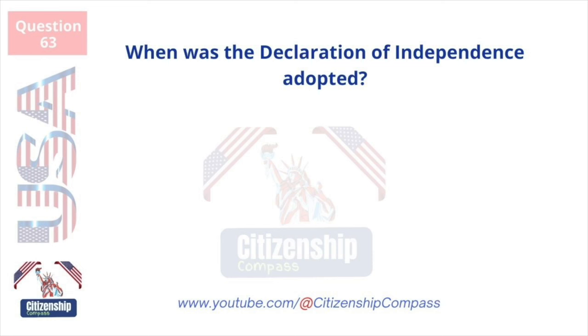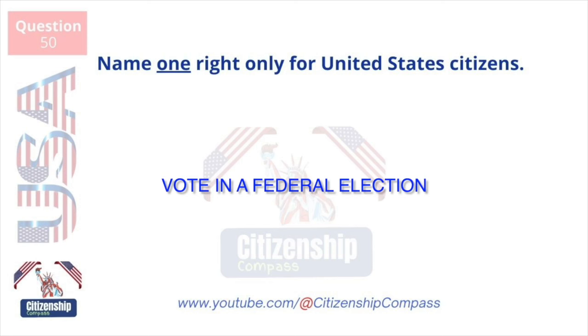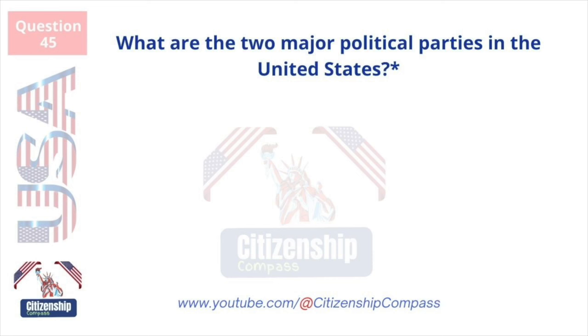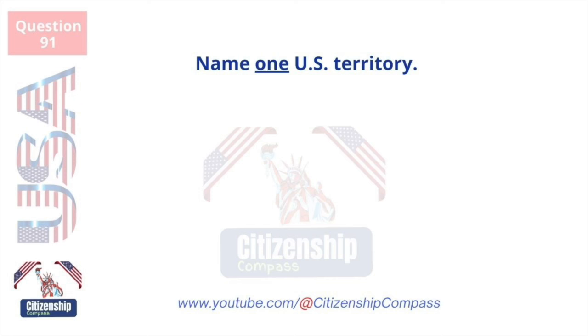When was the Declaration of Independence adopted? 1776. Name one right, only for United States citizens. Vote in a federal election. What are the two major political parties in the United States? Democratic and Republican. Name one U.S. territory. Guam.